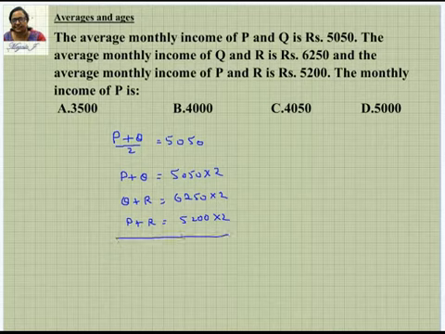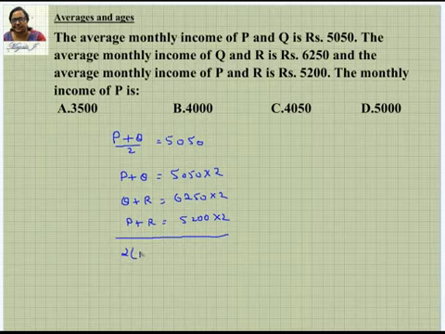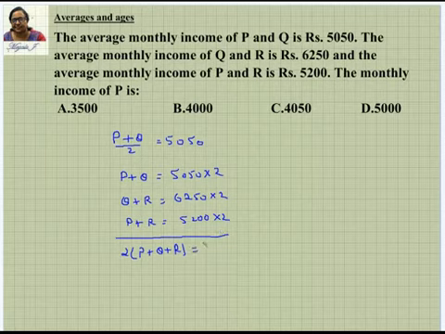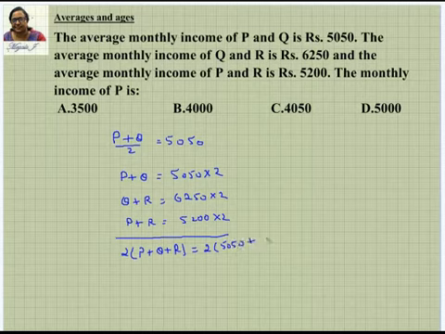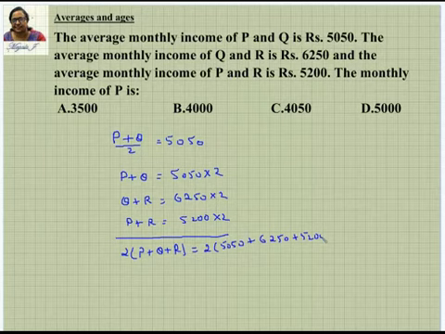When you add all the 3, each one is added twice. So therefore I can say it is 2 times P plus Q plus R. And here also everything is 2 times, so I can just take that out. Then I can say 5050 plus 6250 plus 5200. 2 and 2 will get cancelled. And now you have to find the value of P.